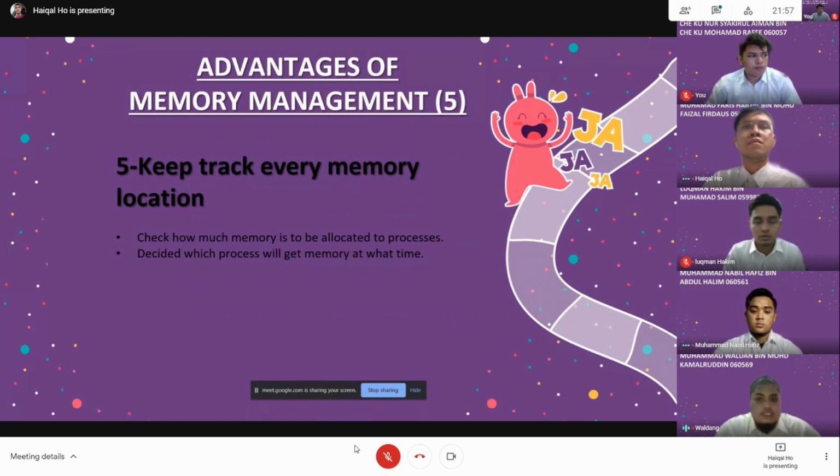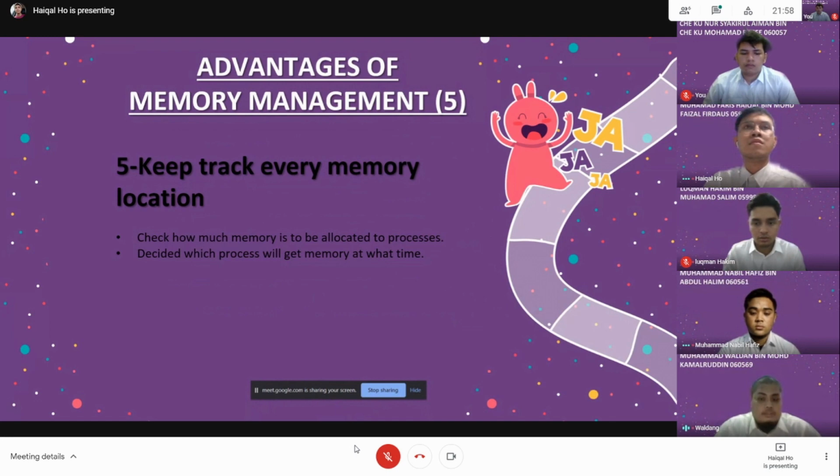It tracks when memory is free or unallocated and updates the status. Without proper memory management, the computer doesn't know where it is in processing a function. It is immediately lost and the programs will crash. Memory management also keeps track of each and every memory location, regardless of whether it is allocated to some process or it is free. It checks how much memory is to be allocated to a process. It decides which process will get memory at what time. It tracks whenever some memory gets free or unallocated and correspondingly updates the status.